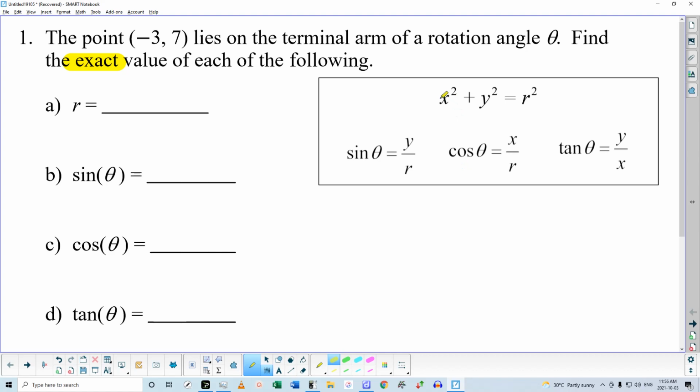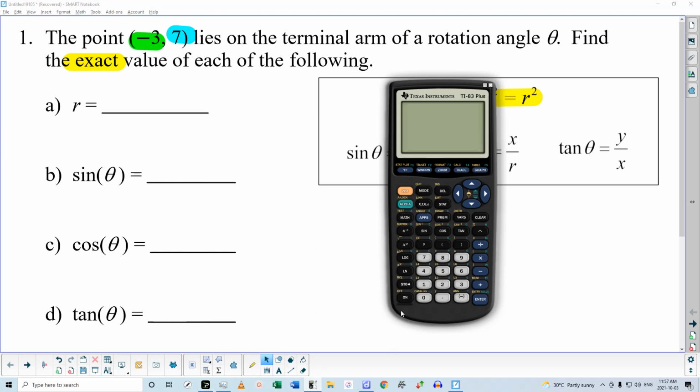Now, x squared plus y squared is equal to r squared. This is a fairly basic calculation because you're told what x is. The x coordinate is -3. You're told what y is. The y coordinate is 7. So it's really just a matter of you putting x squared plus y squared into your calculator to find out the value of r squared.